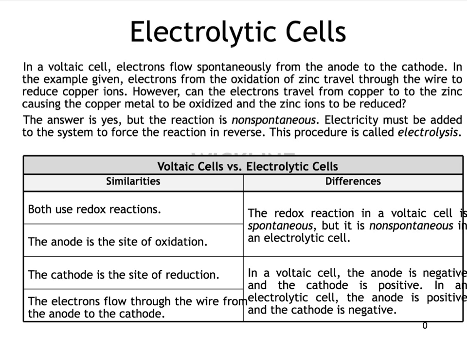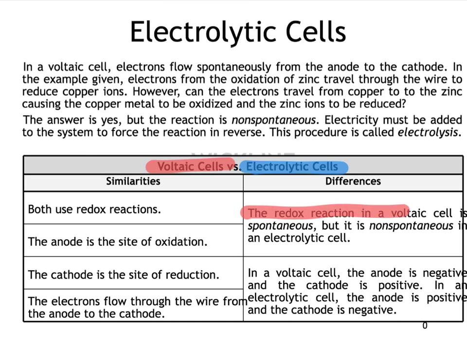So first of all, we have 2 different kinds of batteries. We have the voltaic cell, which we just went over, but we also have the electrolytic cell. First of all, they're both redox reactions, and in both cases, the anode is the site of oxidation and the cathode is the site of reduction. And in both cases, the electrons flow from anode to cathode. But there are 2 important differences.